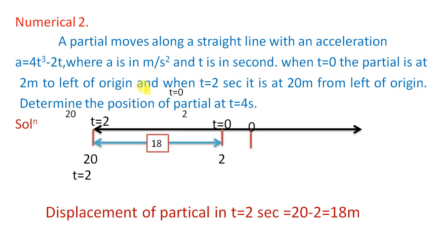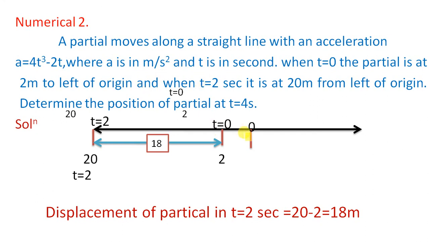When t is equal to 0, the particle is at 2 meter from the left of the origin, and when t is equal to 2 second, the particle is at 20 meter from the left of the origin. Determine the position of the particle at t is equal to 4 second.